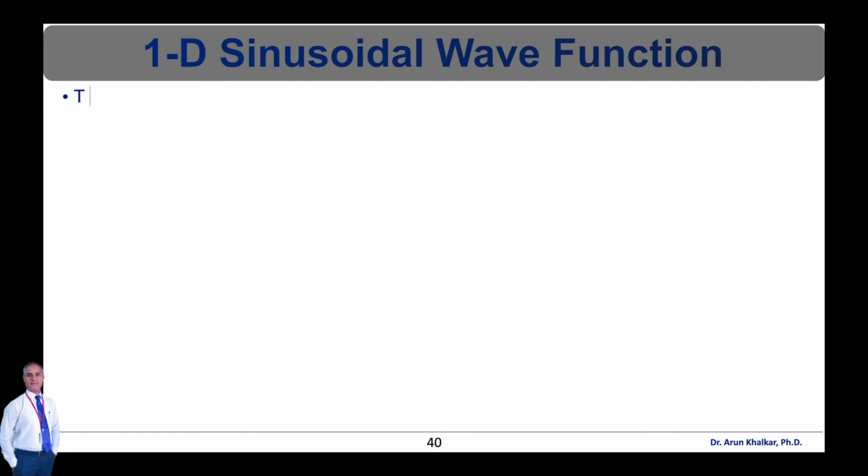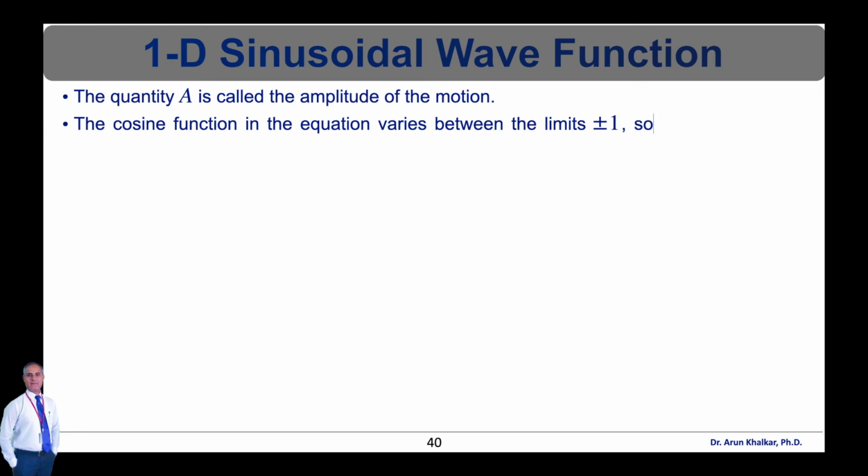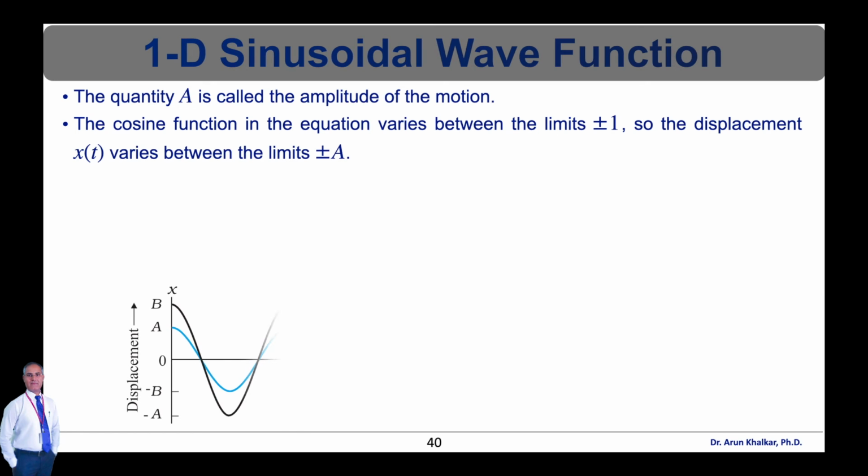We shall now define these quantities. The quantity A is called the amplitude of the motion. It is a positive constant which represents the magnitude of the maximum displacement of the particle in either direction. The cosine function in the equation varies between the limits plus minus 1, so the displacement x of t varies between the limits plus minus capital A.